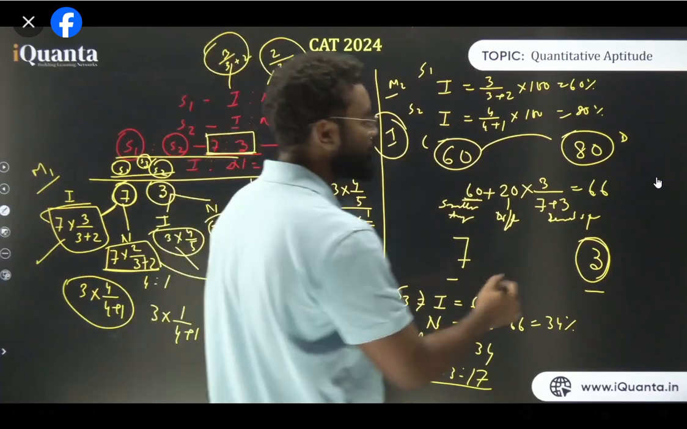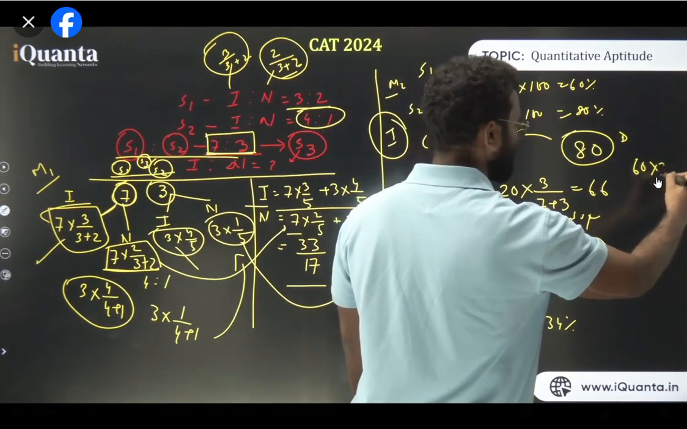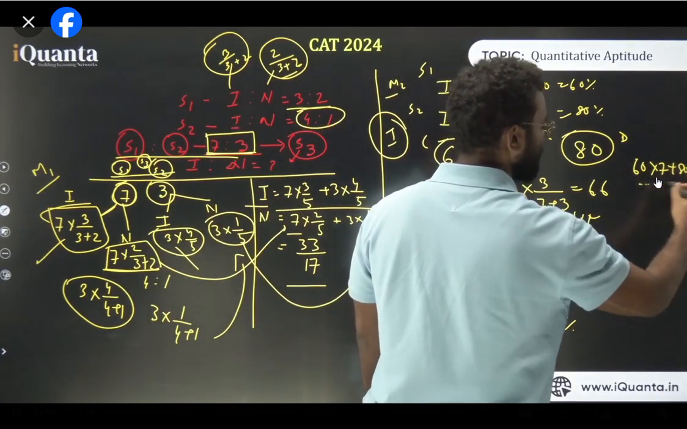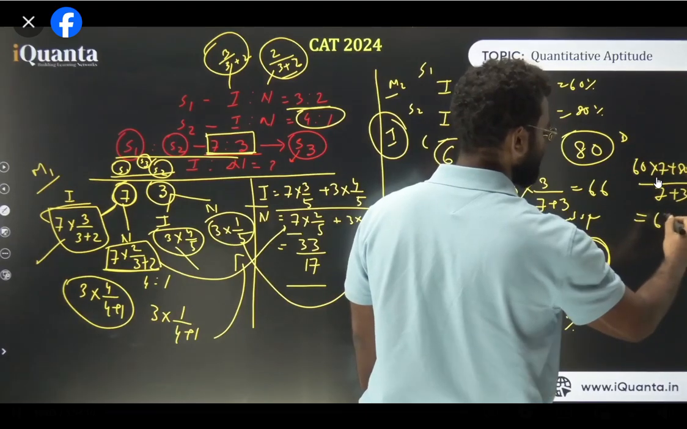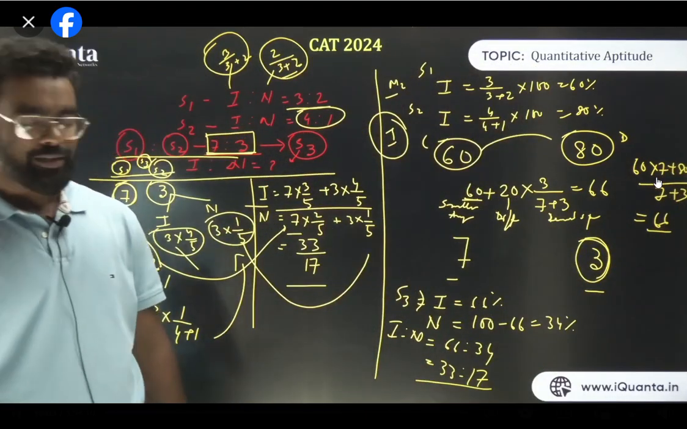And if you think this shortcut is difficult for you, just do like this. 60 into 7 plus 80 into 3 upon 7 plus 3. In this way also you can find your answer 66. So this is a much bigger calculation. This is smaller calculation. That is the difference only.